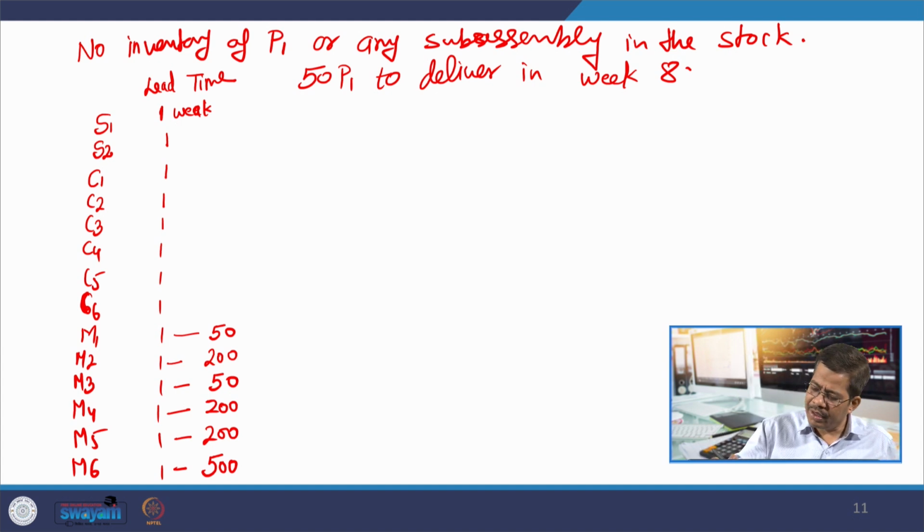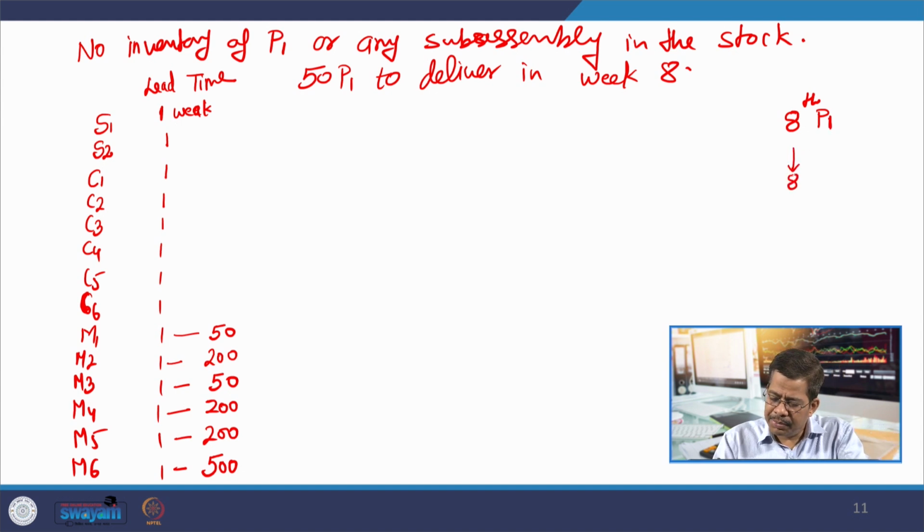Because you want to deliver these items in the 8th period for P1. So, here you want the 8th period, then you can only deliver in the 8th period when the items are ready with you, and assembly of P1 takes 1 week.